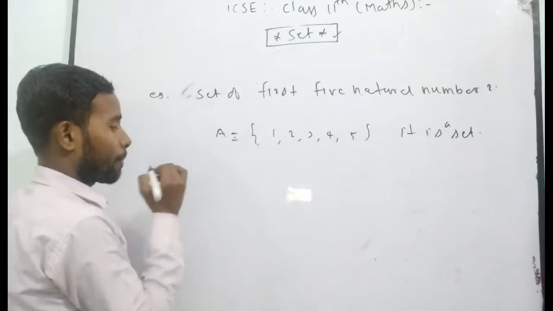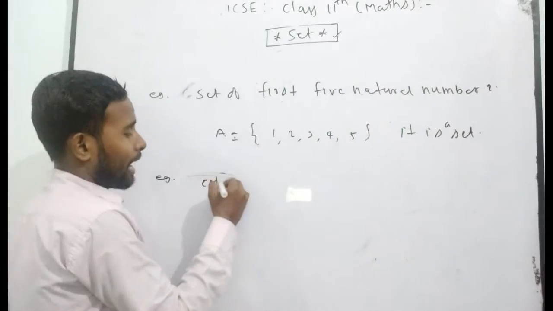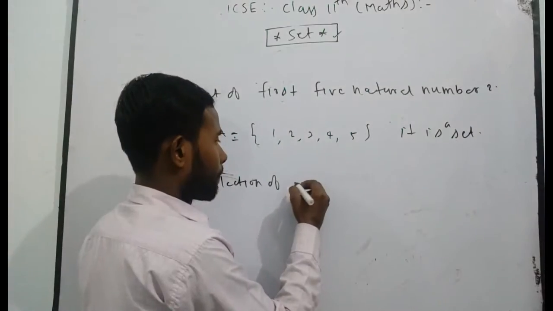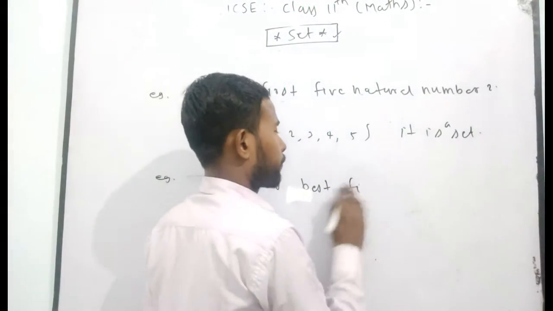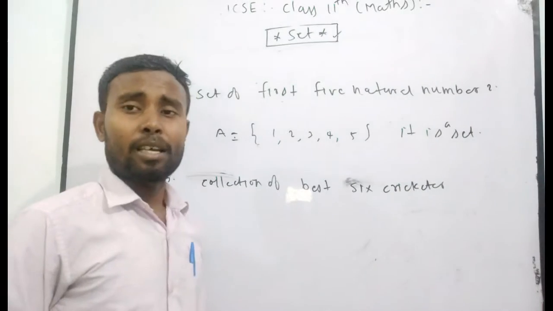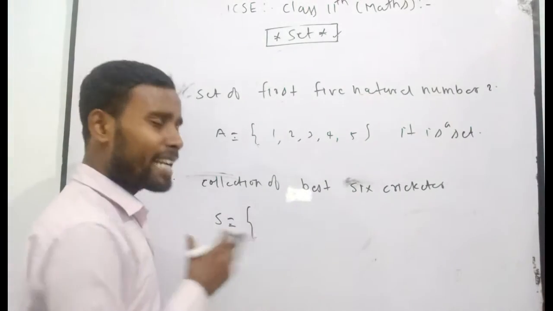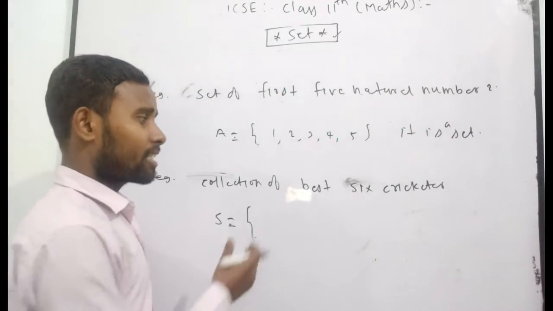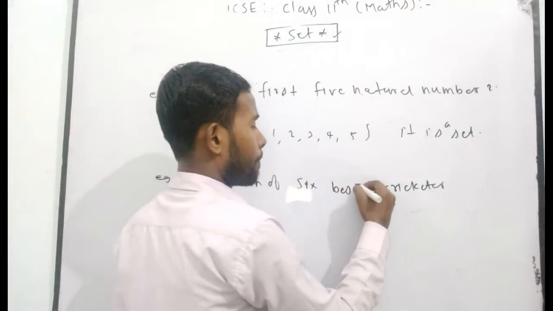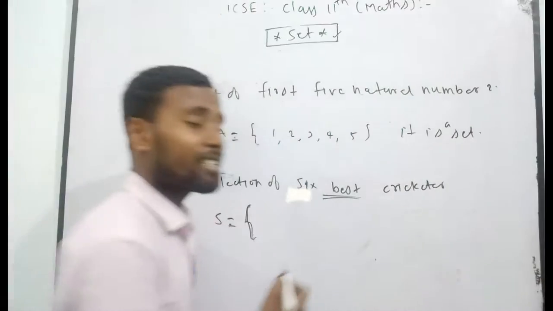Now I want to take the next example for you. Collection of 6 best cricketers. Suppose that this set is denoted by S. Can you take the 6 best cricketers? No, you can't take it. Why? Because this word best is not defined.